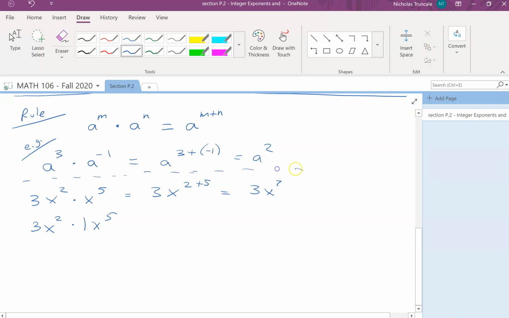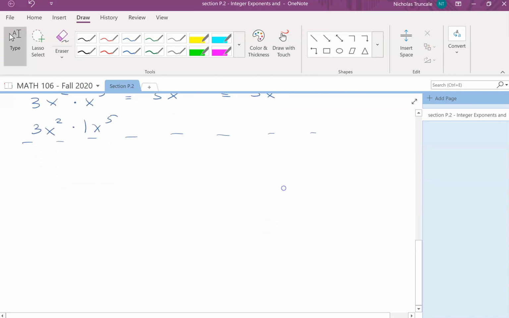I'll try to remember to separate examples with these dotted lines so you know that they're not the same. I'll give you one more example here. How about this one? This one's not too difficult, right?